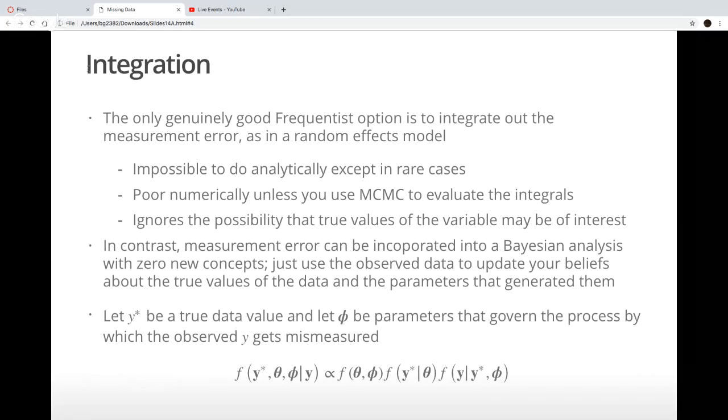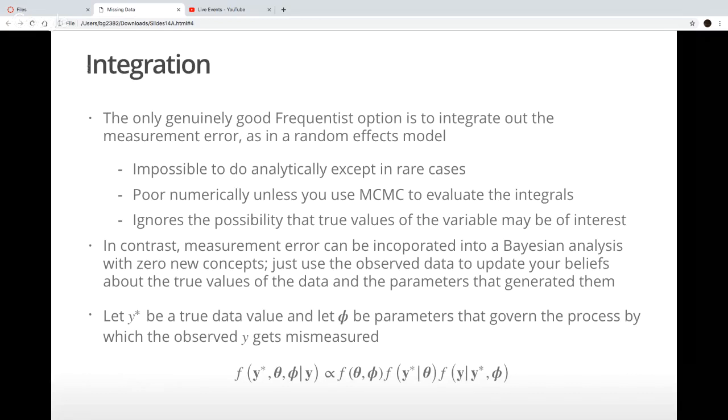So if we have Y star as being the true outcome, and we have a vector of parameters in phi that govern the process by which the observed value that we have data on gets measured, which is to say mismeasured relative to the true value Y star, then we can easily define a posterior distribution or posterior PDF for Y star, theta, which is the parameters of interest, and phi, which are these parameters that are not super interesting, but quantify how well or how poorly Y is measured.